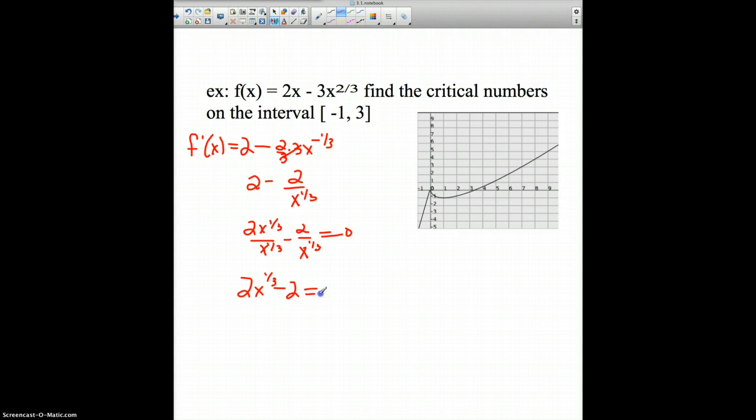equals 0. We add 2 to both sides, divide by 2, so we'll end up with x to the 1/3 equals 1. Cube both sides, so third power on both sides, so x equals 1. So that's one of our critical numbers, and you can see right here at x equals 1 is a place where we have a horizontal tangent. So that's a critical number. I'm going to stop this and then you can watch the next video for the end of it.